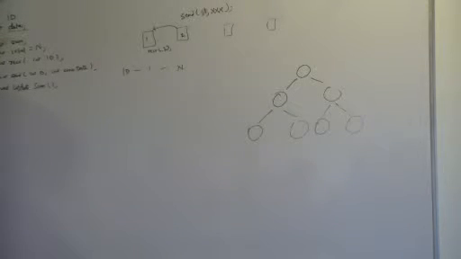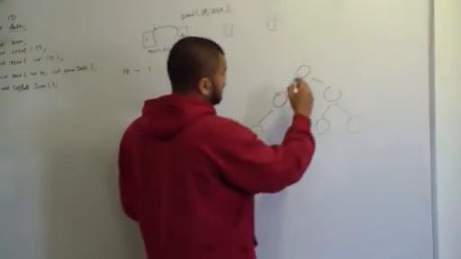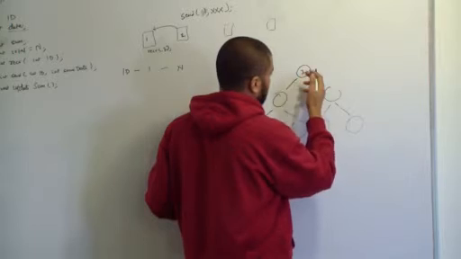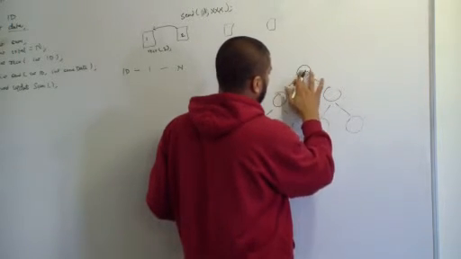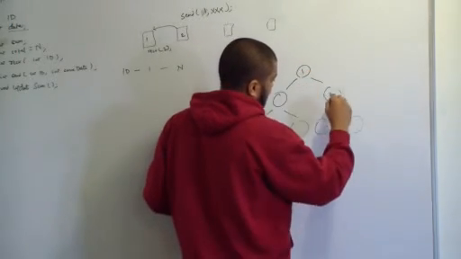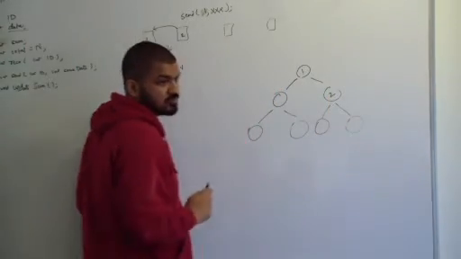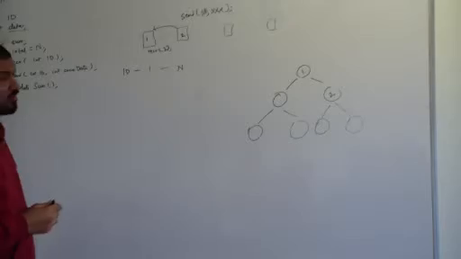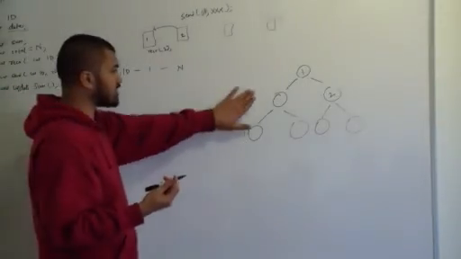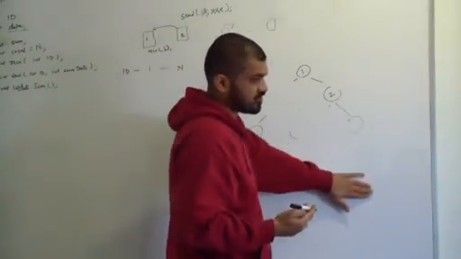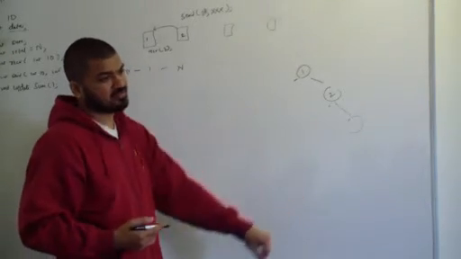Let's say I start with node 1. Node 1 will be the root. Next I encounter, let's say, the value 2. So 2 will go on the right-hand side. In the worst case scenario, you will just create a linked list, either ascending or descending. It's a binary search tree, right?